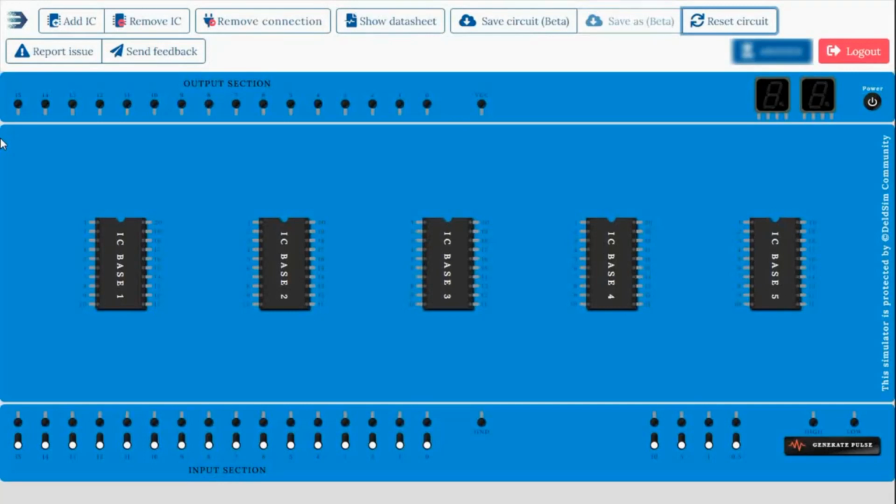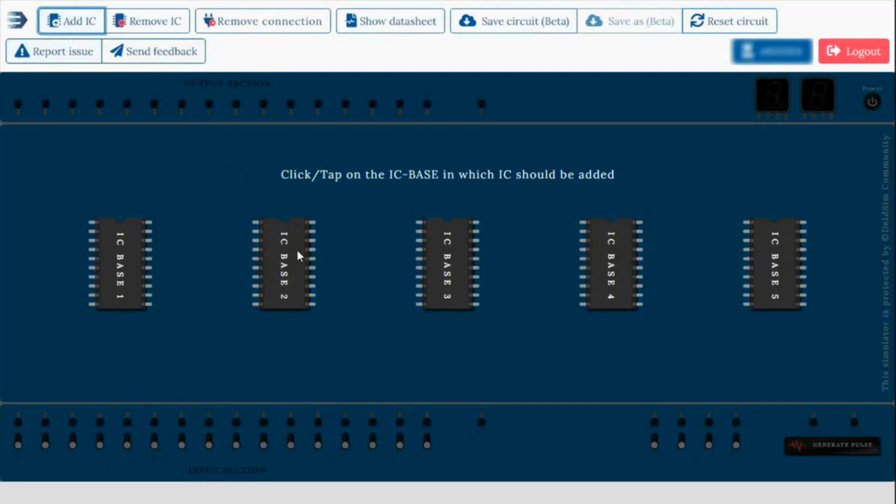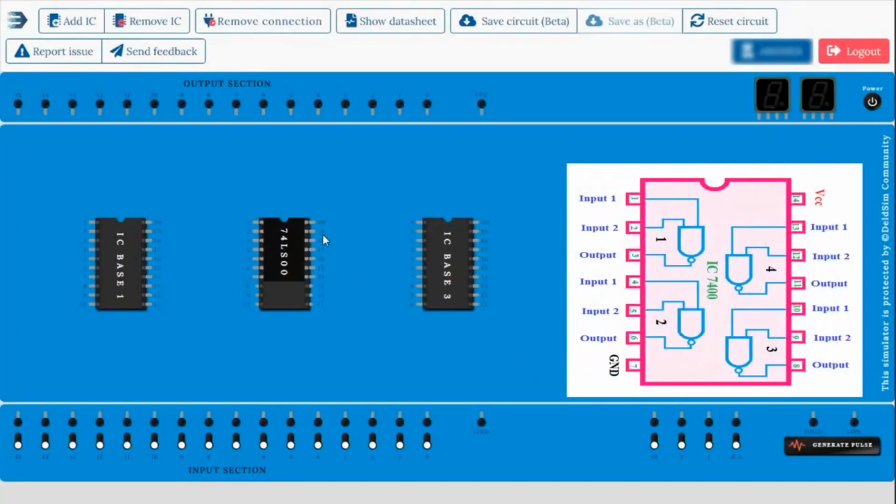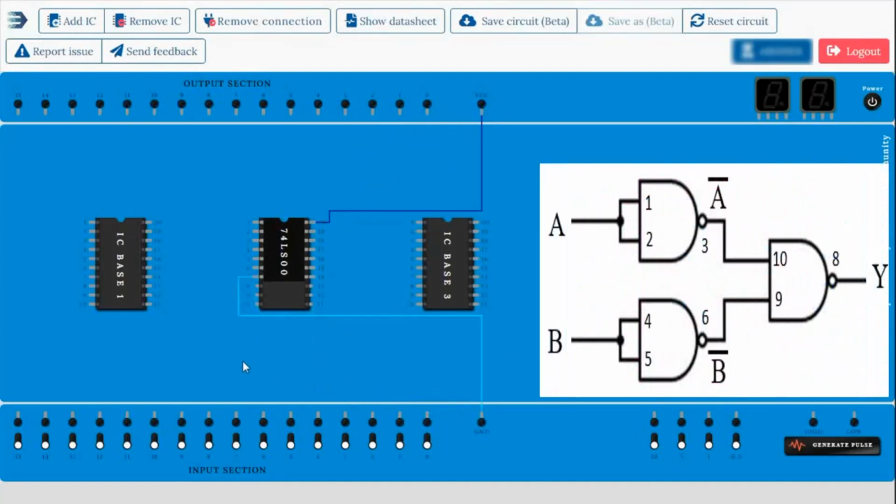Now we have to make the circuit. Again, you have to take IC 7400. Pin number 20 will be connected to VCC and pin number 7 is connected to ground. Now following the circuit diagram, we have to make the connection. Here pin number is given in the circuit for your reference.